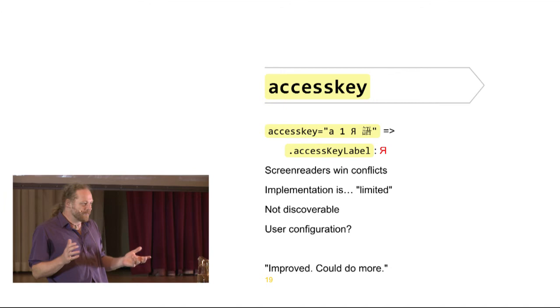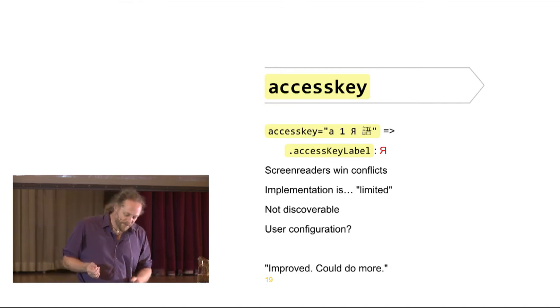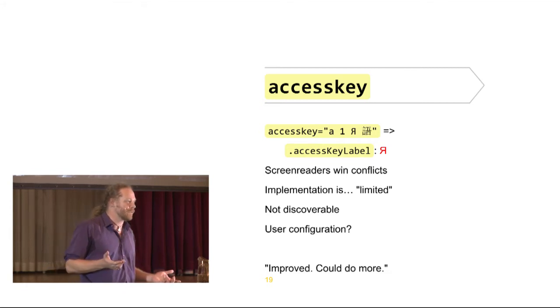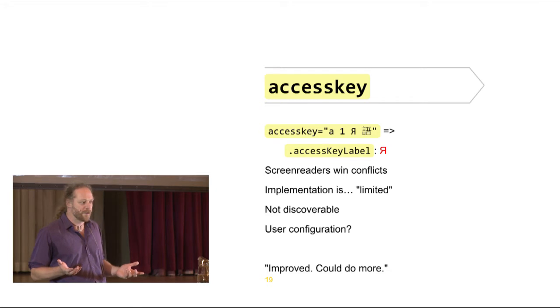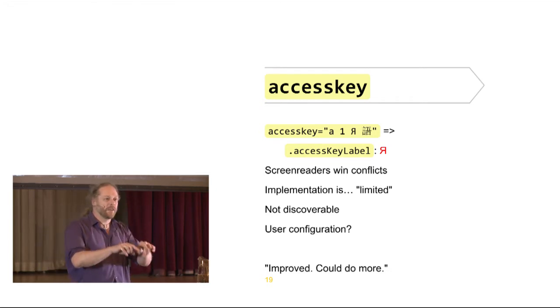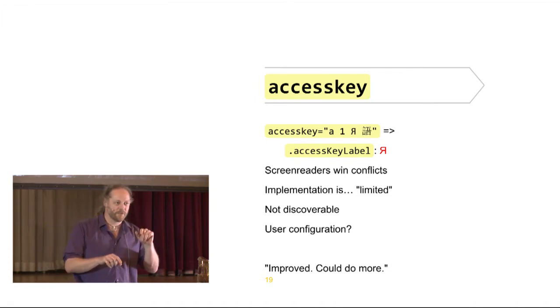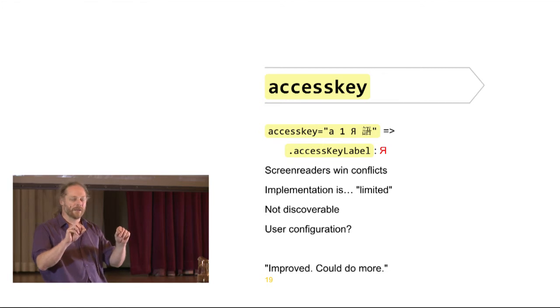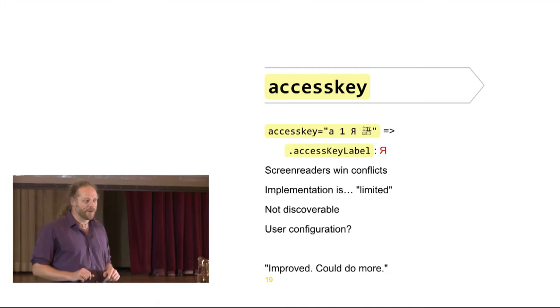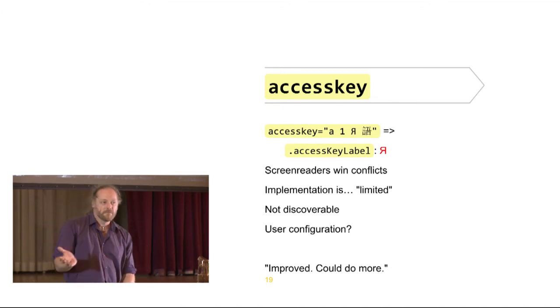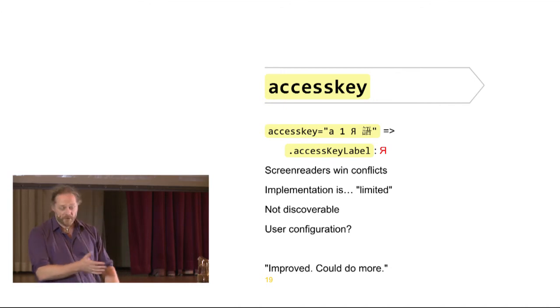Implementation is still limited, as I said. How do you know what access keys are there? It's not discoverable in any browser. Some screen readers, if you get to the thing that had an access key, tab, tab, tab, tab, tab, tab, tab, tab, tab, tab, 78 times, it's saying, important link, access key, oh, if I'd known that 78 tabs ago, I would have saved myself a lot of work. How come users can't configure it? Fixing that is trivial. So access key has improved.